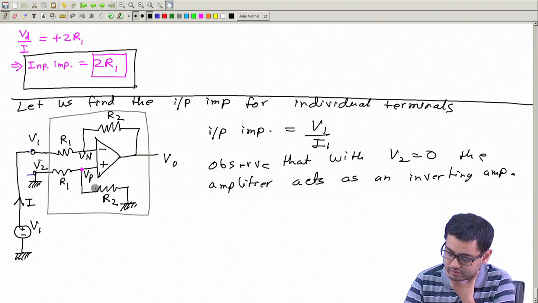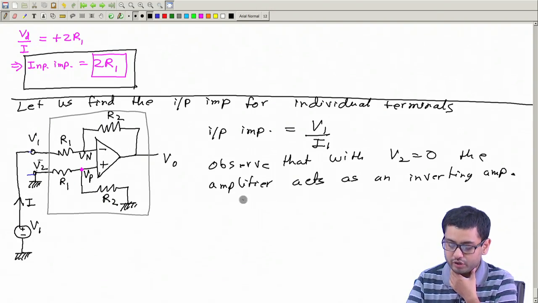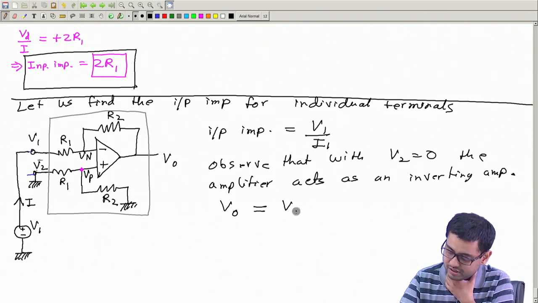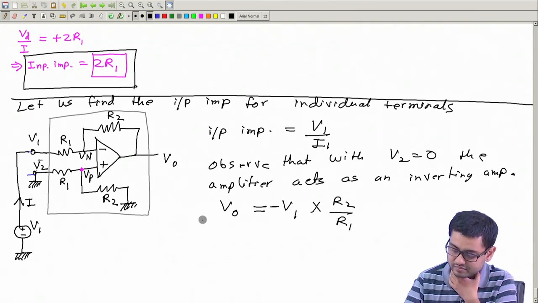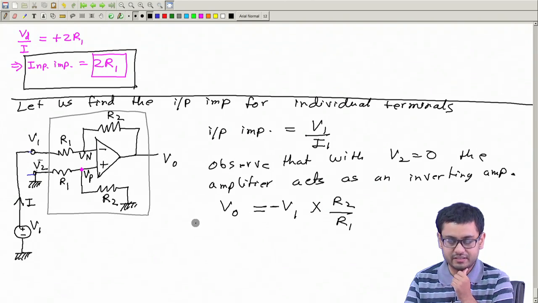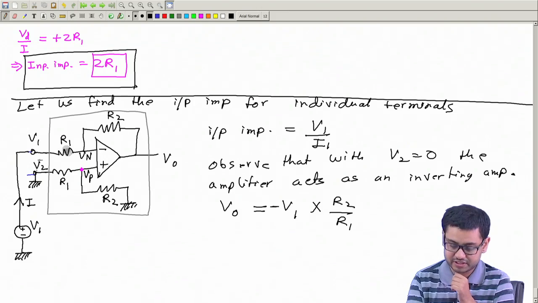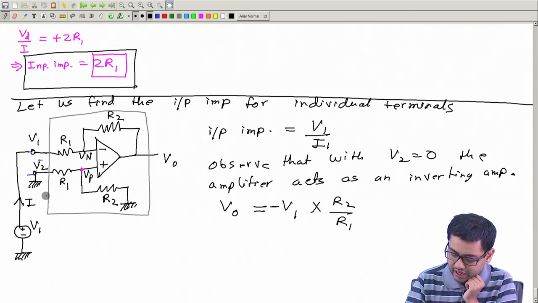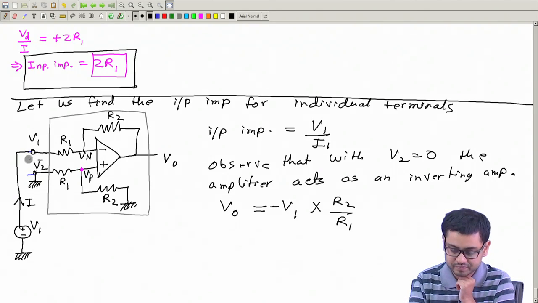Okay, so therefore we can use the derivation that we did for inverting amplifier, and we can directly write that VO is going to be equal to V1 multiplied by minus R2 by R1. Okay, so this we can write directly, or you can do a thorough analysis. Once again, no problem, you will get the same result. So this, if this is VO and this is V1, okay, and therefore you can find this current.